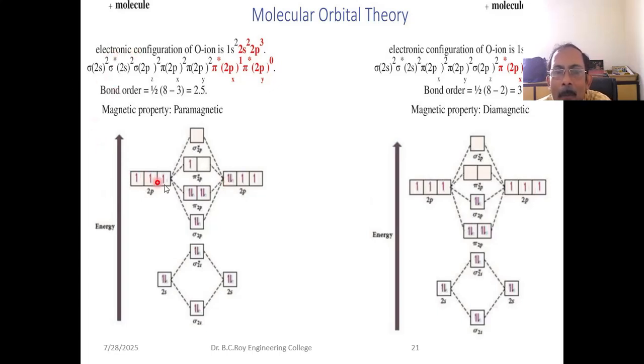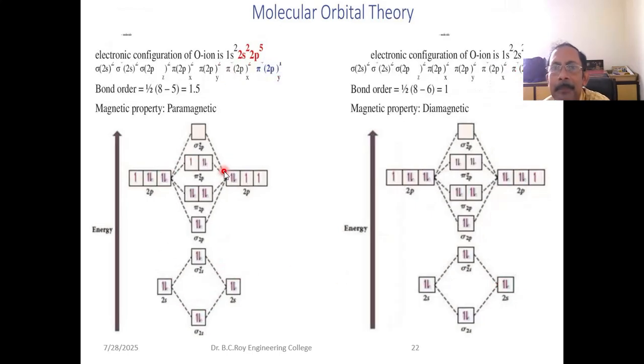In this one an unpaired electron is present, that's why it is paramagnetic. But on the right-hand side, O2 2 plus, the magnetic property will be diamagnetic because no unpaired electron is present here. As you can see, no unpaired electron is present, and that's why O2 2 plus will be diamagnetic, whereas O2 plus will be paramagnetic in nature.